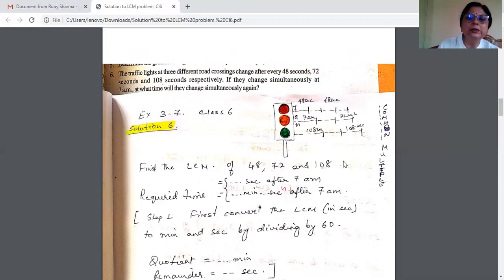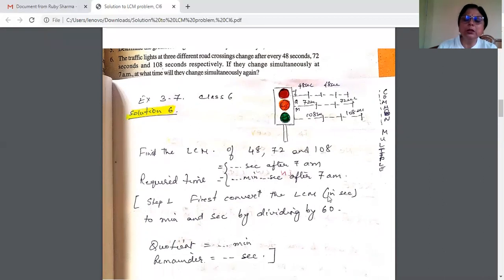Now that LCM will be what? The lowest common multiple, that will be in seconds. That is, after that many seconds, they will again change simultaneously. So that is given in seconds. So you can write so many seconds after 7 a.m. they will change simultaneously. And you can divide by 60 also. The quotient will give you the minutes, the remainder will give you the seconds. So you can also write so many minutes, so many seconds after 7 a.m. the lights will change. Is it clear, all of you?